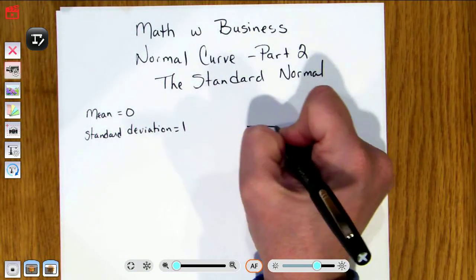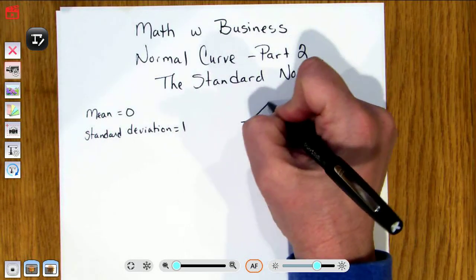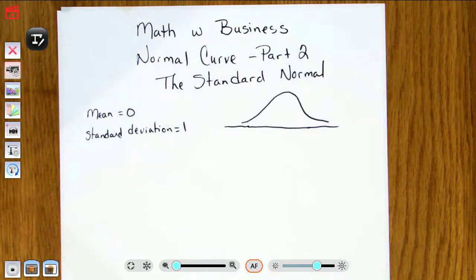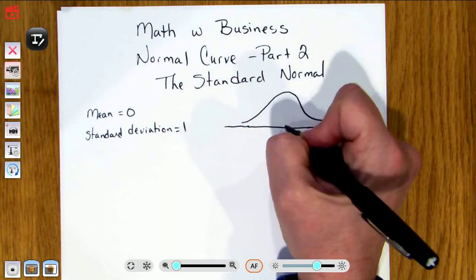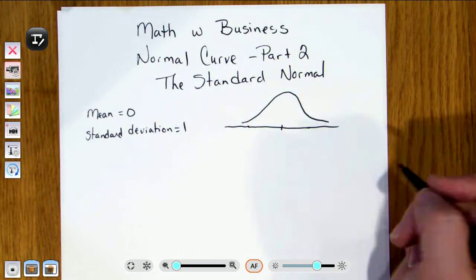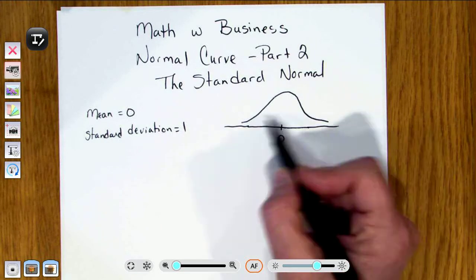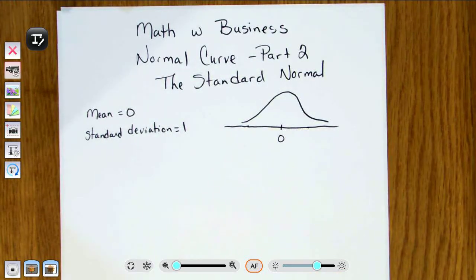So if we look at our standard normal, here's our normal curve. It's that bell curve. The mean, again, reminding you, is in the middle, so that means we're at 0. So our mean, our median, and mode is at 0, which is kind of like our number line. We like to put 0 in the middle of our number lines.